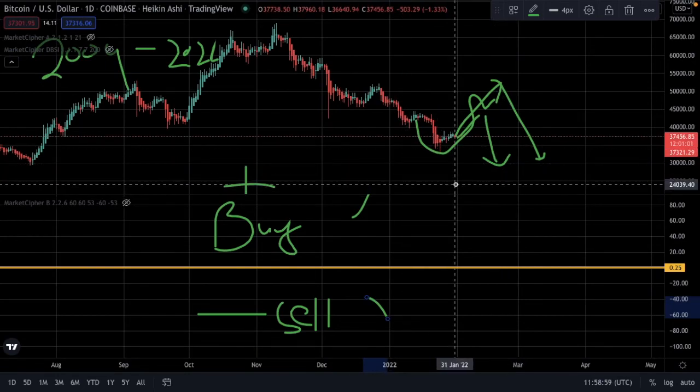Trading has always been simplified, and anybody can learn. You can trade. You can use Market Cipher as your script.